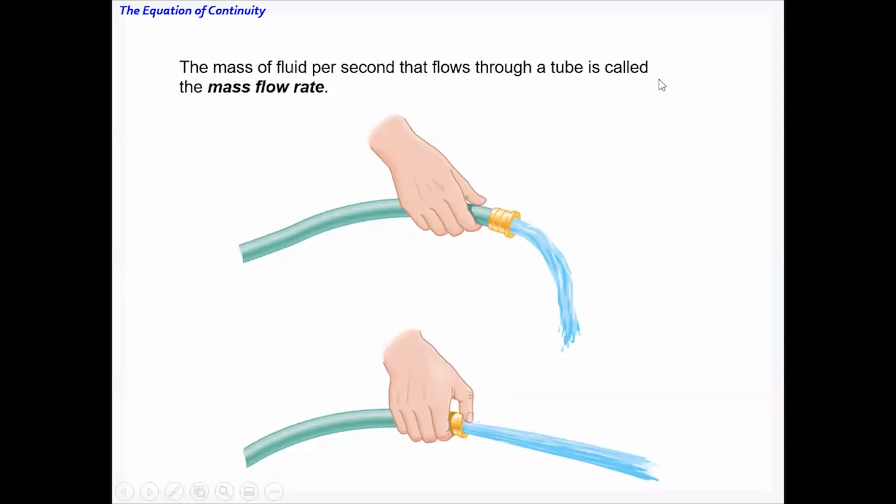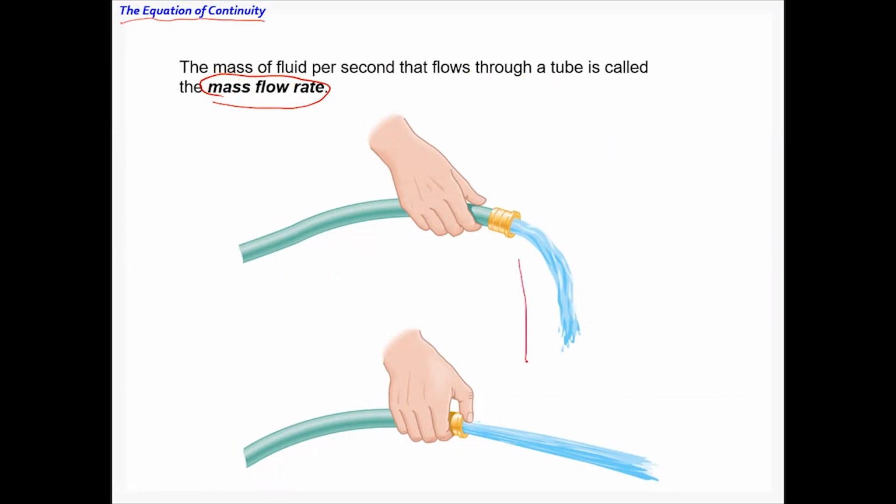Before I conclude this chapter, I'm going to talk about the equation of continuity. This is a very important concept. Before I jump into the equation of continuity, I'm going to define a quantity, which is mass flow rate. The mass flow rate is the mass of the fluid per second that flows through a tube. So in 1 second, how many kilograms of mass are flowing through this tube?